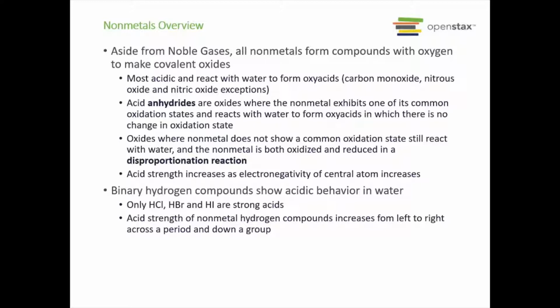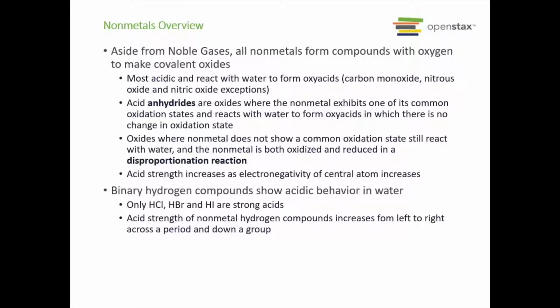We can also form acid anhydrides, and some examples are sulfur dioxide and dinitrogen pentoxide. In an acid anhydride, you have a nonmetal that is exhibiting one of its common oxidation states, and when it reacts with water, there's no change in that oxidation state, and it produces an oxyacid as its product.